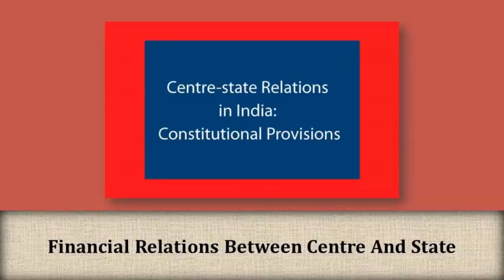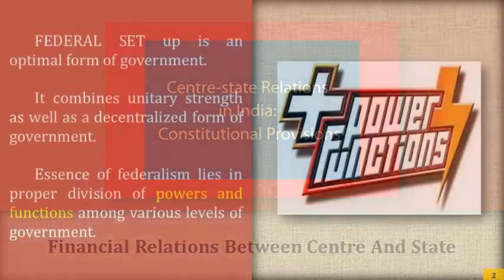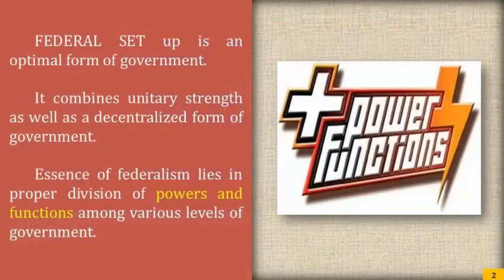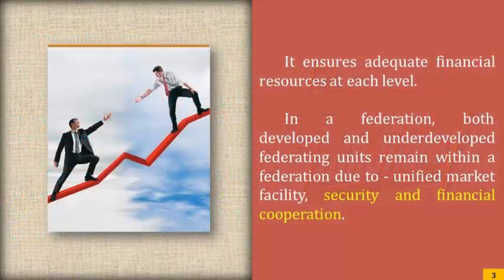Financial relations between center and state. Federal setup is an optimal form of government. It combines unitary strength as well as a decentralized form of government. Essence of federalism lies in proper division of powers and functions among various levels of government. It ensures adequate financial resources at each level.